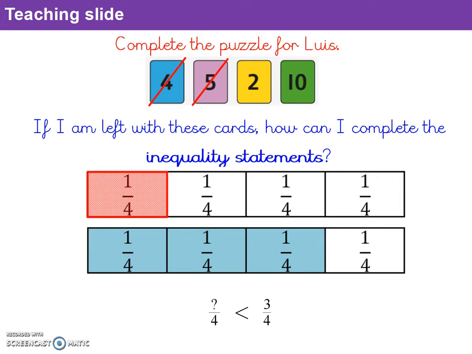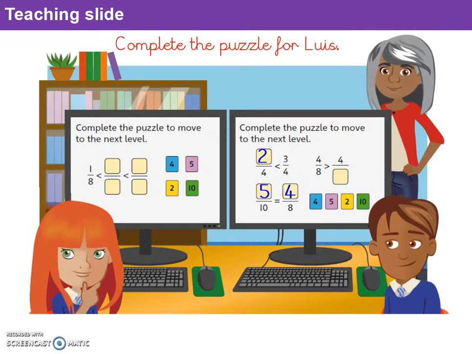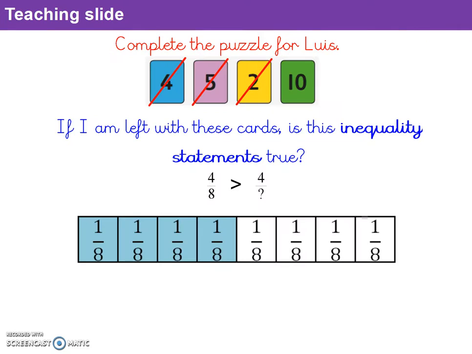We don't have a 1, so we can't write 1/4. We do, however, have a 2. And we can see by looking at our bar models that 2/4 is less than 3/4. So for our next stage of Lewis's problem, Lewis can use the 2 card to show that 2/4 is less than 3/4.